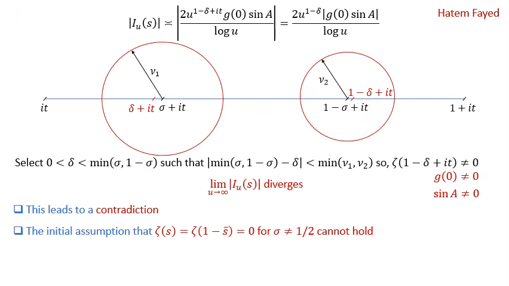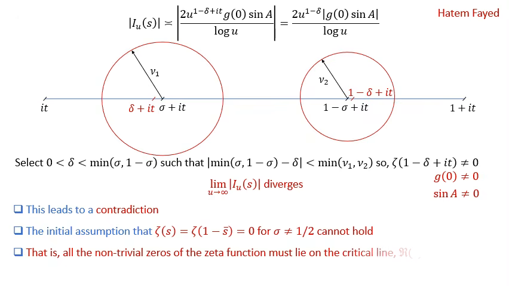So the initial assumption that zeta of s and zeta of 1 minus conjugate s equal 0 for sigma not equal to half cannot hold. Therefore, all the non-trivial zeros of the zeta function must lie on the critical line where real part of s equals half.